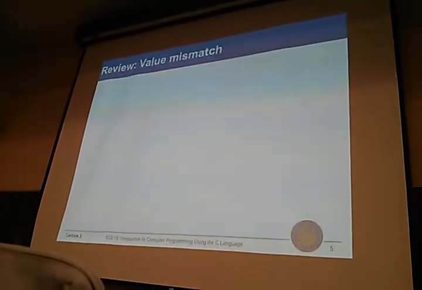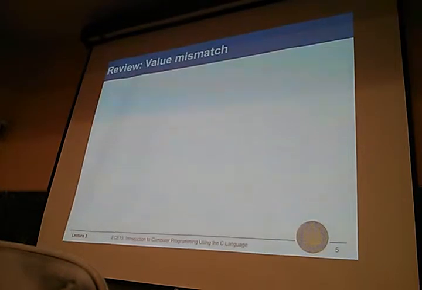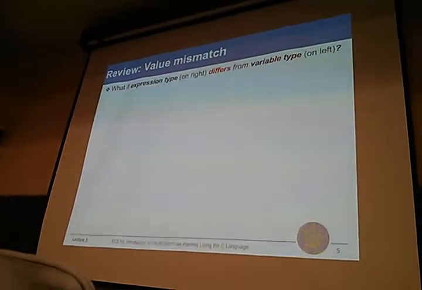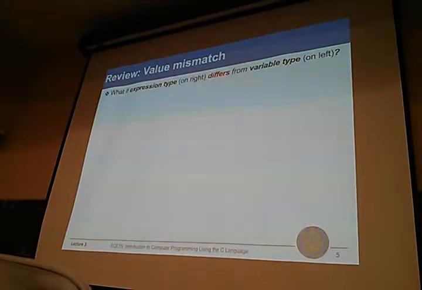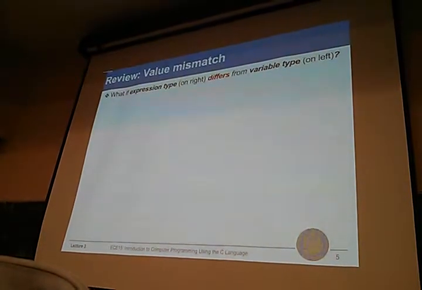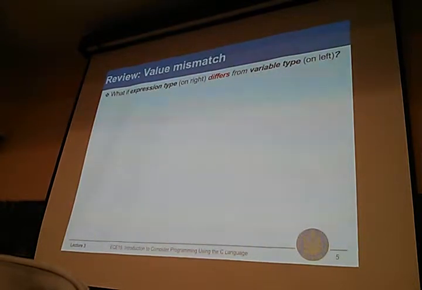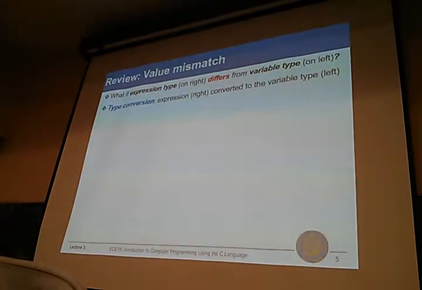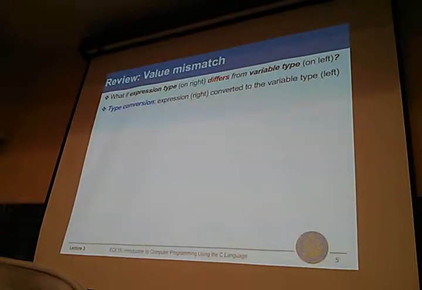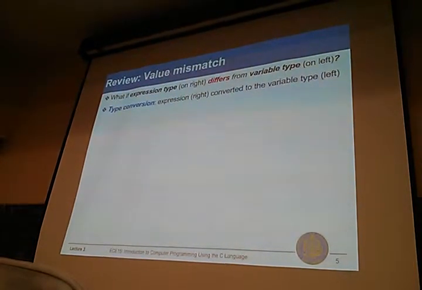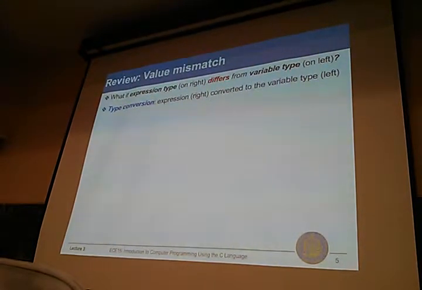And then we talked a little bit about value mismatch, right? This was the case where we're assigning an expression that has a type on the right, and that expression has a different type than the variable on the left. So what happens in that case? Well, we get type conversion. The expression on the right gets converted into the type of the variable that you're assigning to, that variable on the left.